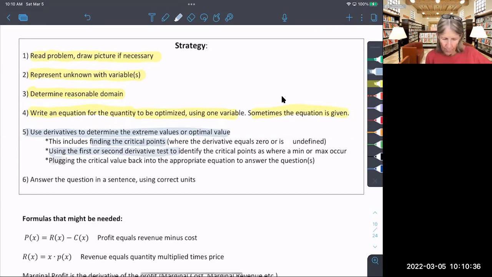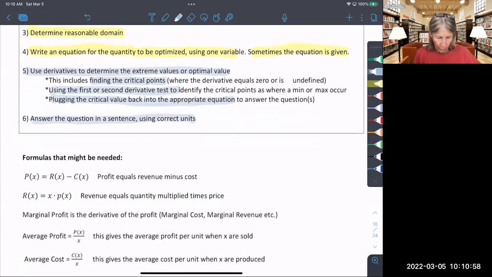And then at the end, plugging the critical value back into the correct equation to get the answer to the question. And then don't forget this part, actually answering the question in a sentence with the correct units. Okay, so all these steps are essential for you to be successful in finding these optimal values.